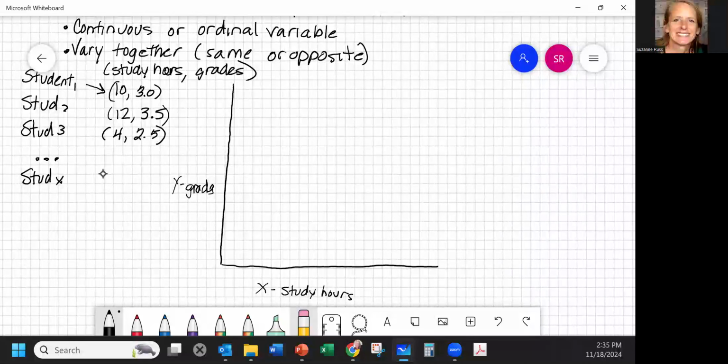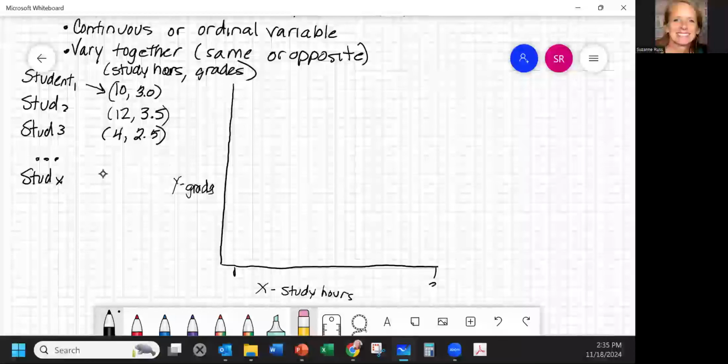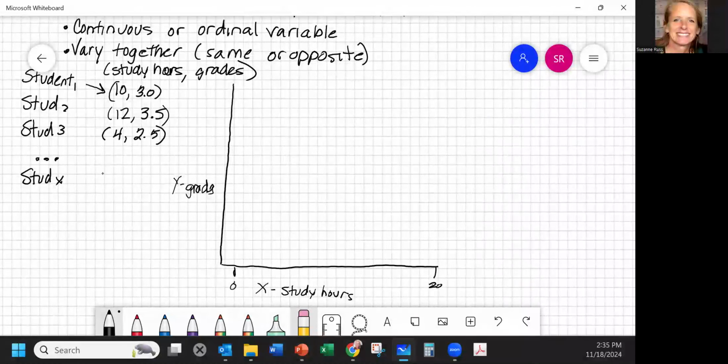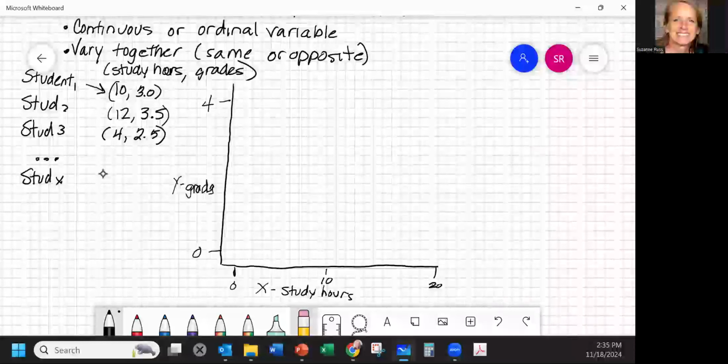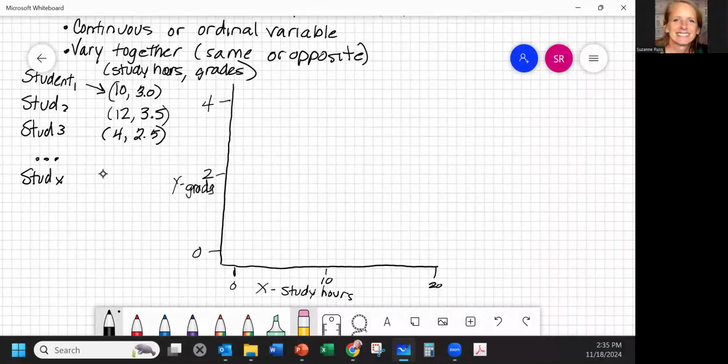We mark the points. Let's say someone could study 0, someone might go up to 20. We could try this for the range. We'll put our 10 in the middle. And on grades, the same thing. A GPA can be 0, and it can go at Diné College as high as 4, with a 2 in the middle. And by grades, we're looking at GPA, your grade point average.